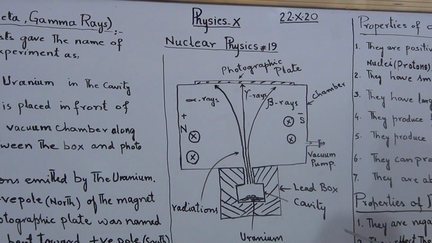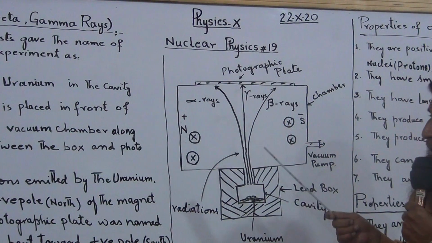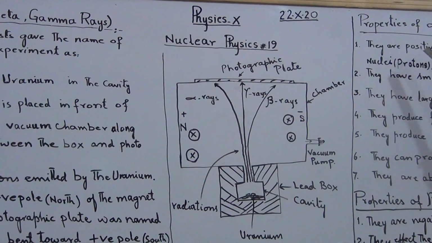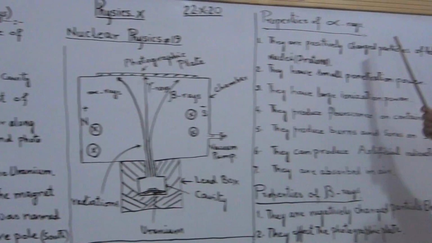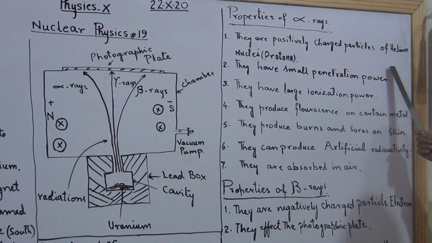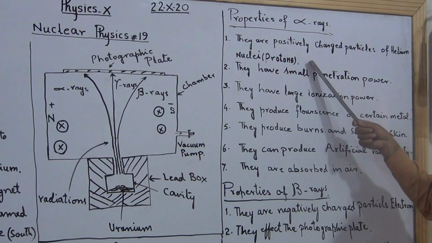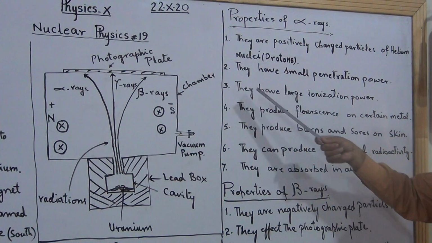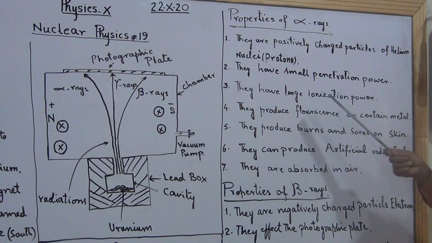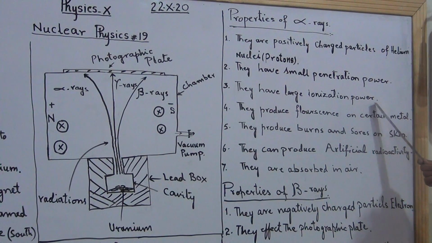Now we will study the properties of these three rays: alpha, beta and gamma rays. First of all, we will study the properties of alpha rays. Number one, they are positively charged particles of helium nuclei, meaning they consist of protons. Number two, they have small penetration power. Number three, they have large ionization power.